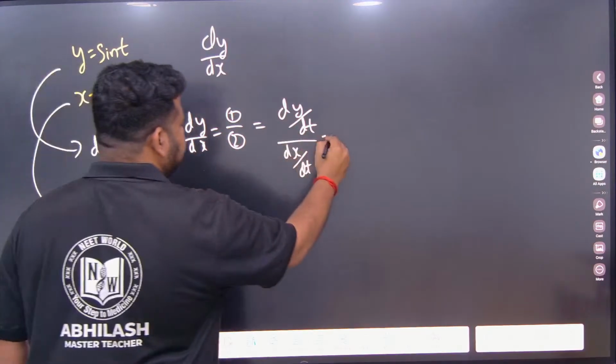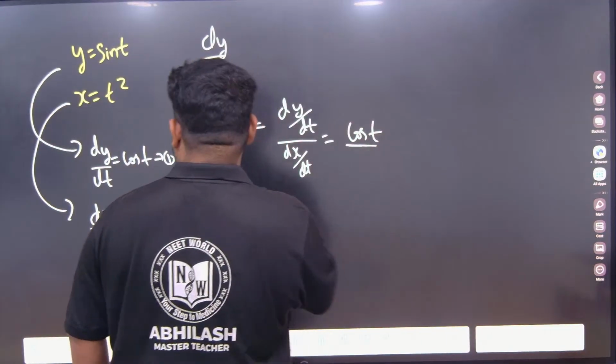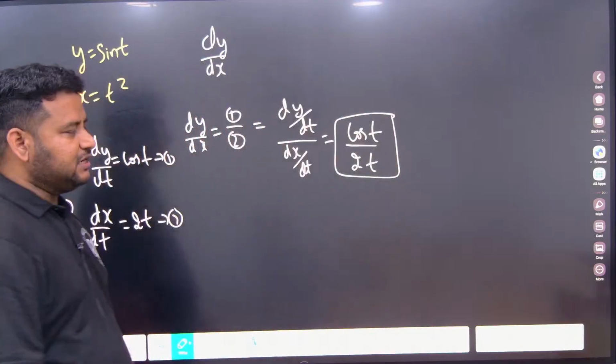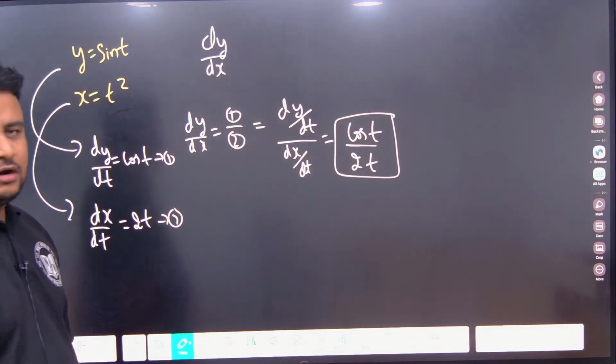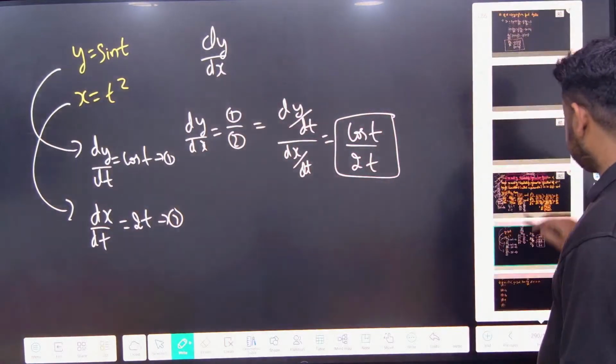So dy by dx will be equal to what? dy by dt is cos t, divided by dx by dt, which is 2t. So this will be the answer, friends. The dy by dx value is cos t by 2t. Clear? Let us see some more examples.